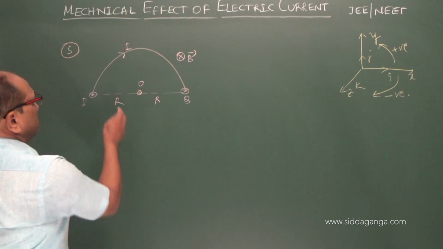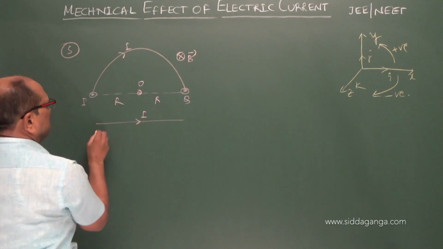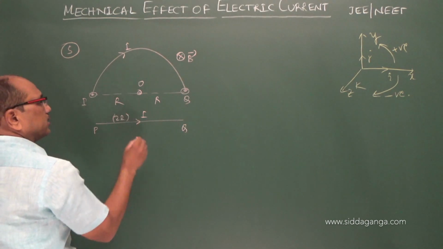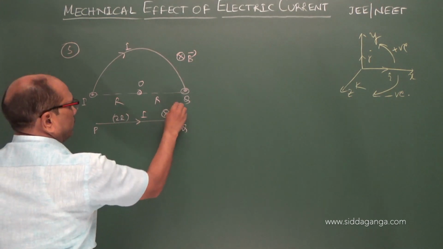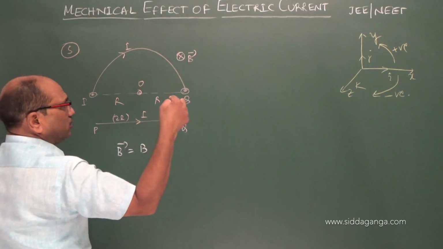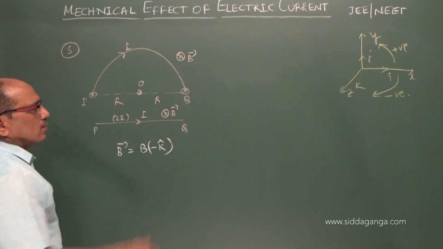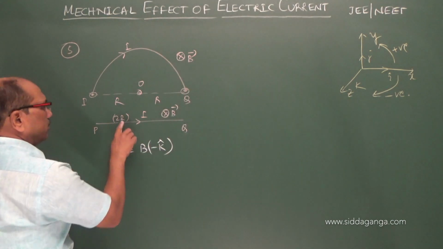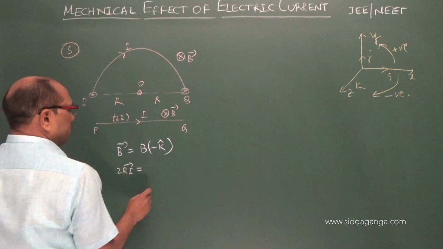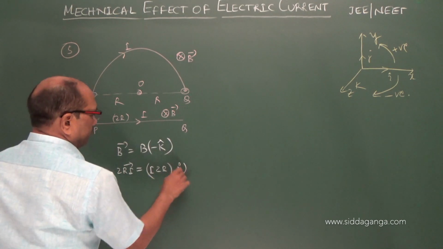Now if you observe, this is entirely replaced with 2R, the current is I, and PQ length is 2R. The direction of B is inward. Now if you write the expression for B, inward B is minus k. To the right is x, so 2R into I is I 2R into i.